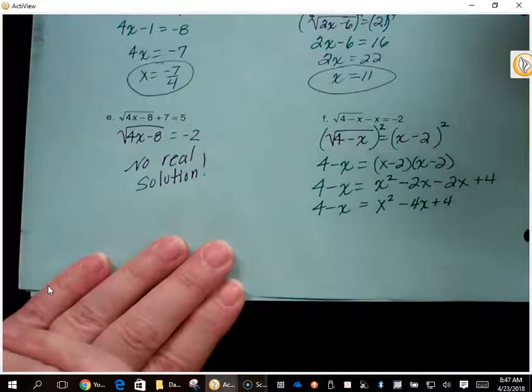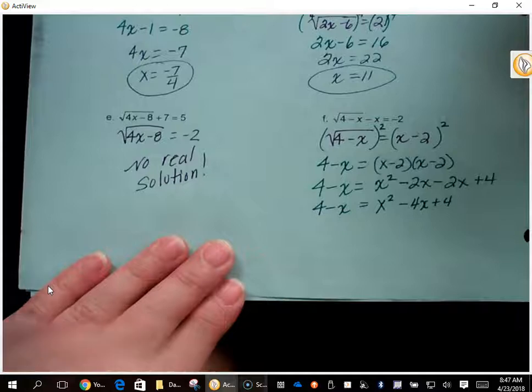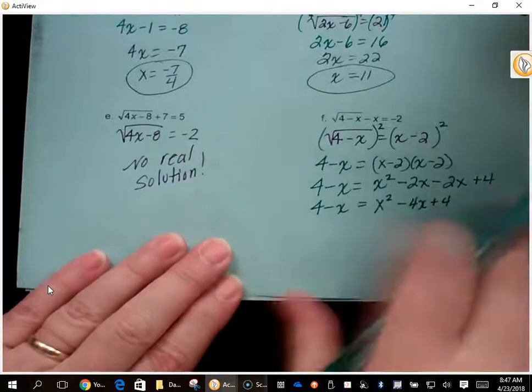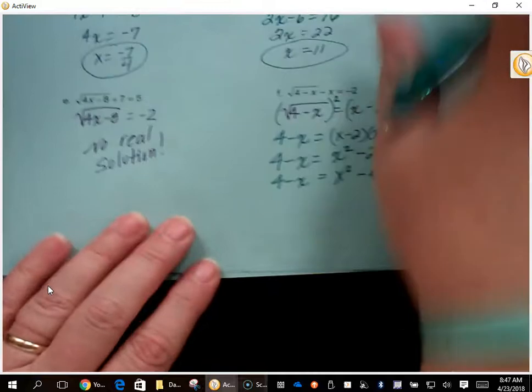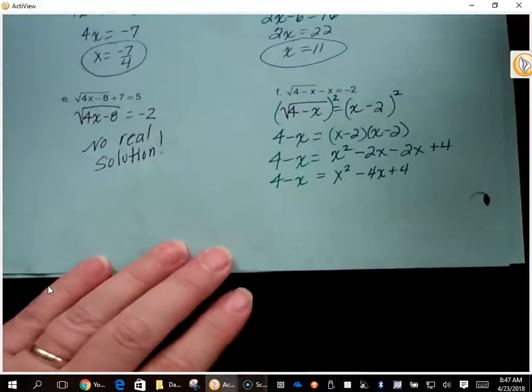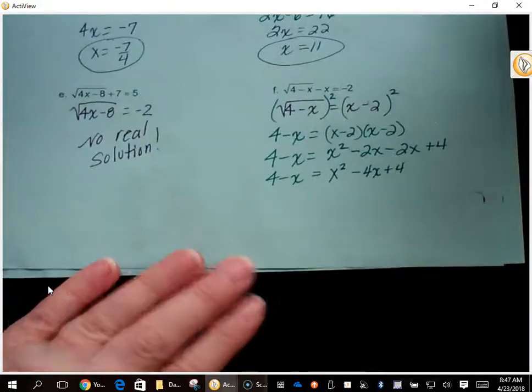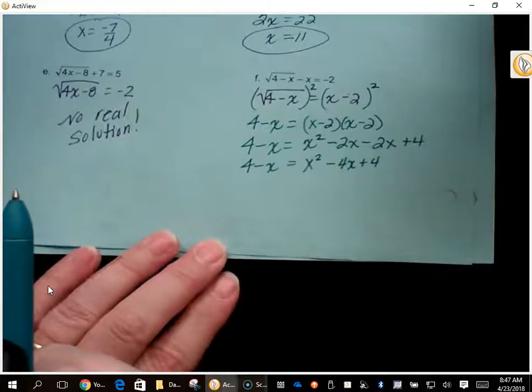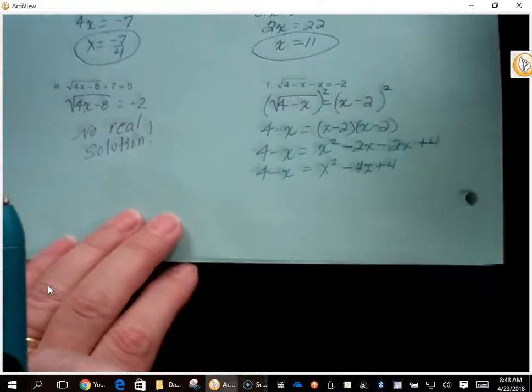So I've got x squared minus 4x plus 4 equals 4 minus x. This is a quadratic equation. So some of you are thinking to yourself, I thought we were done with that. Well, we're never done with it. Once you learn something in math, it's always fair game to come back and bite you in the butt.